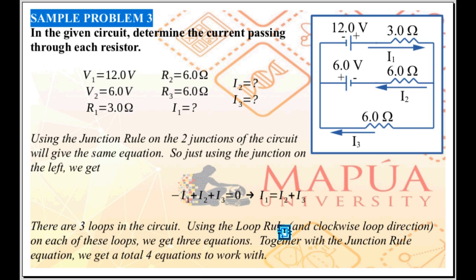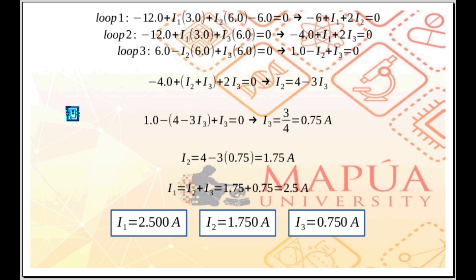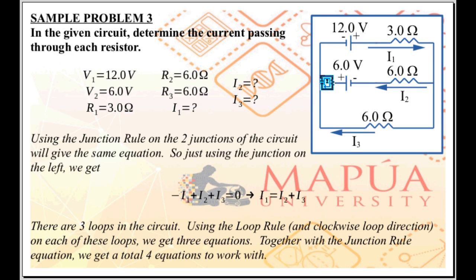So again, we have the following loops. Let this be loop 1, and then loop 2, and then loop number 3. Applying the loop rule on loop 1, we get the following equation. Negative 12 plus I1 times 3 plus I2 times 6 minus 6 is equal to 0. Loop 1.